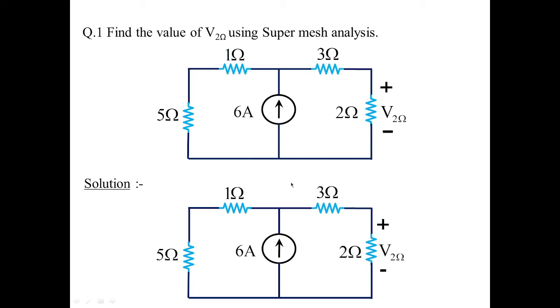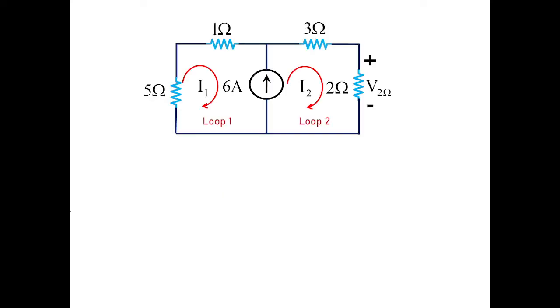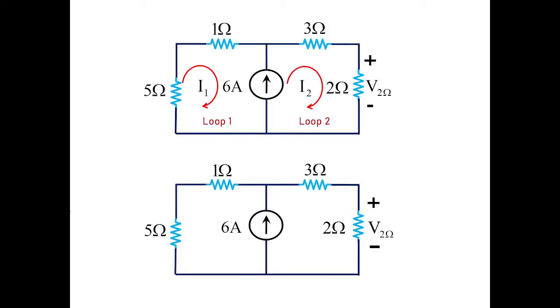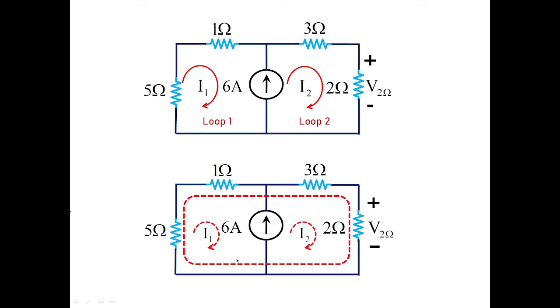So how to identify a supermesh circuit? 6 amperes is being shared by two loops. The two loop currents are labeled I1 and I2. Once the currents are labeled as I1, I2, it is easy for us to find the supermesh circuit. So loop 1, loop 2 and the total supermesh which is composed of loop 1 as well as loop 2. All these parameters contribute towards the supermesh circuit.